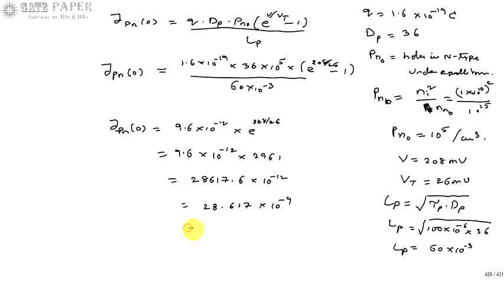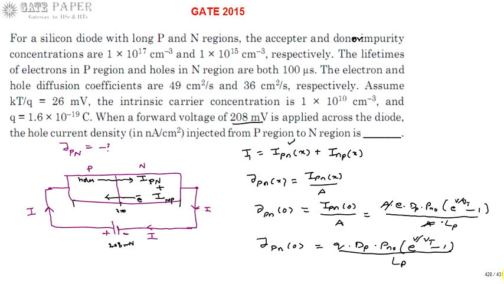So this is 28.617 microampere per centimeter square, sorry, nanoampere per centimeter square. This is the hole current density injecting from P to N region: 28.617 nanoamperes per centimeter square. So the right answer for this one is 28.617 in nanoamperes per centimeter square. Thank you.